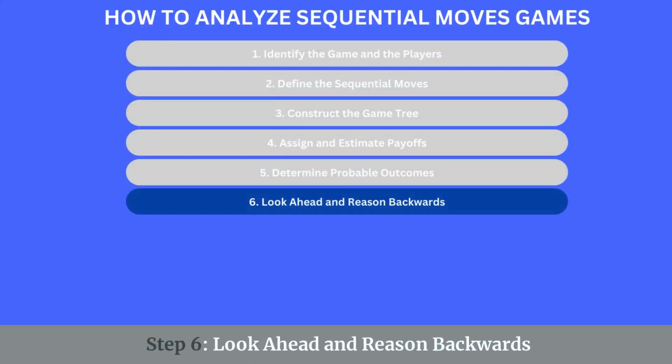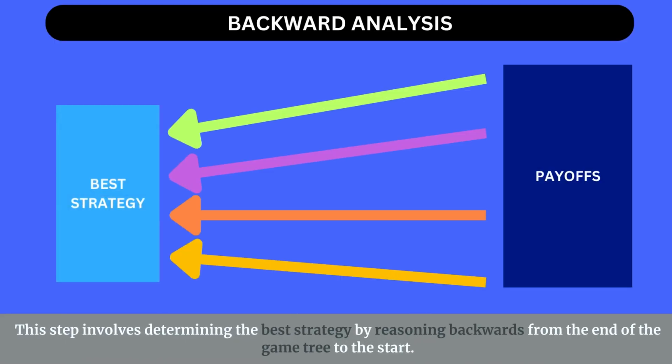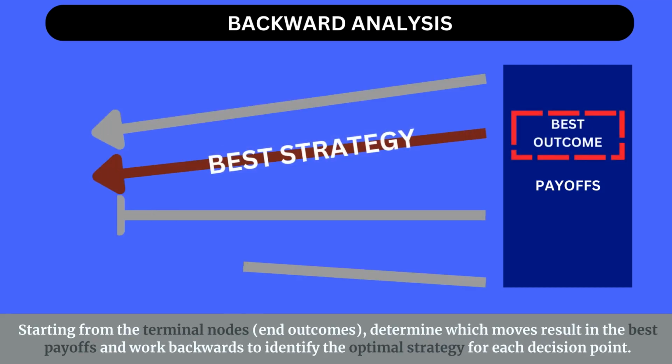Step 6. Look ahead and reason backwards. This step involves determining the best strategy by reasoning backwards from the end of the game tree to the start. Starting from the terminal nodes, the end outcomes, determine which moves result in the best payoffs and work backwards to identify the optimal strategy for each decision point.